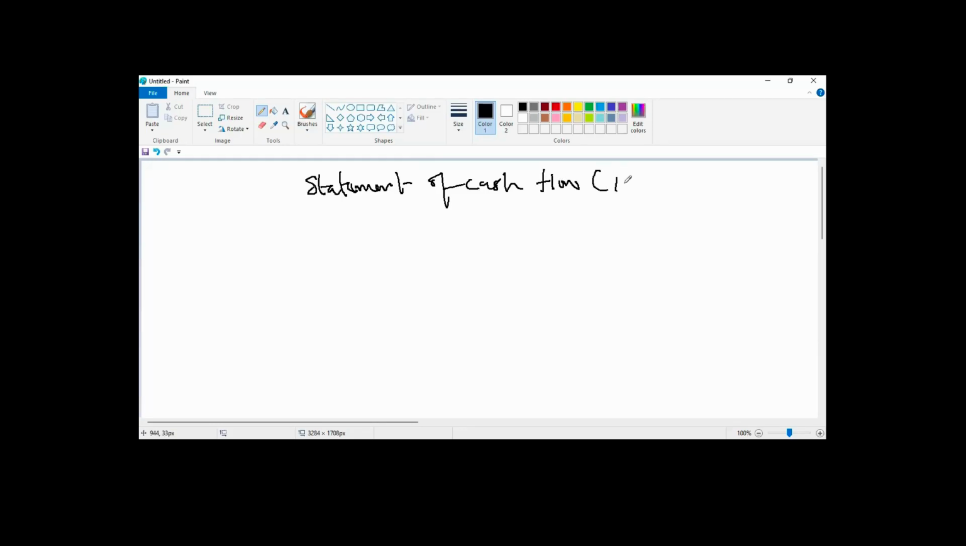The cash flow statement is governed by IAS 7. There are three things that are important when preparing the cash flow. We are using the indirect method. One, the components of cash flow.